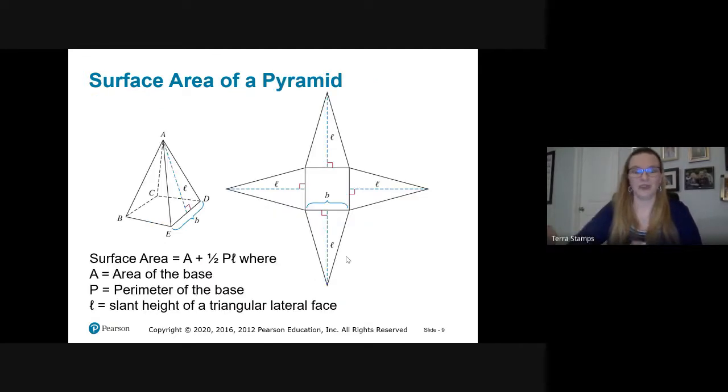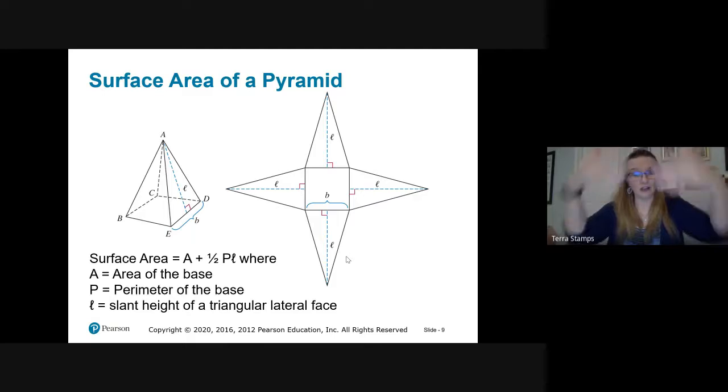The surface area of a pyramid, right? So a pyramid has a surface area of A plus 1/2 PL. Okay? And I use those little cursive L's because I don't want it to look like a 1 or an I. All right, so where does this come from? A is the area of the base, right? There's only one base on a pyramid.